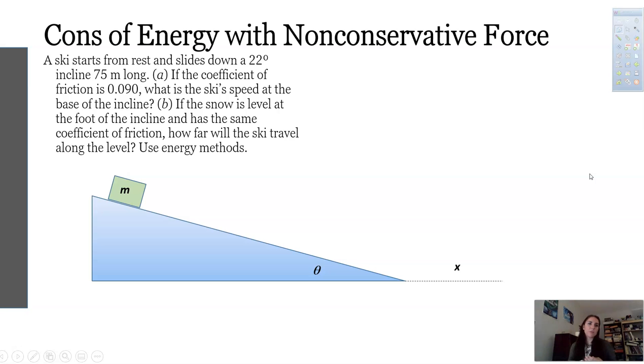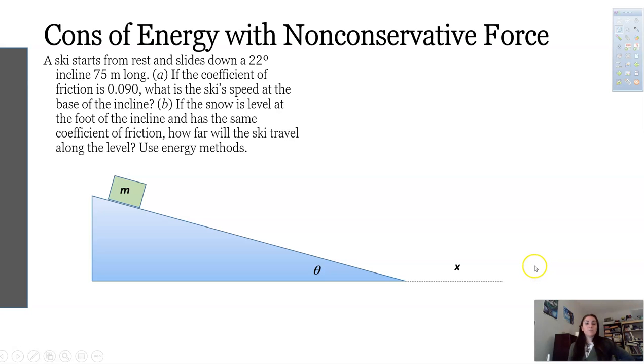All right. The skier starts from rest and slides down the incline. If the coefficient of friction is that, what's the skier's speed at the base of the incline? If the snow is level at the bottom, how far will he go?